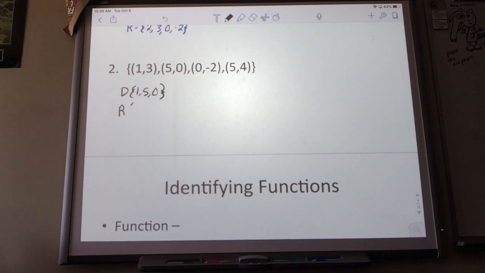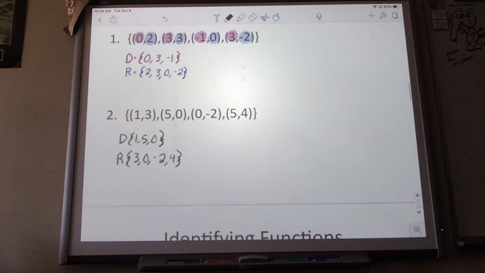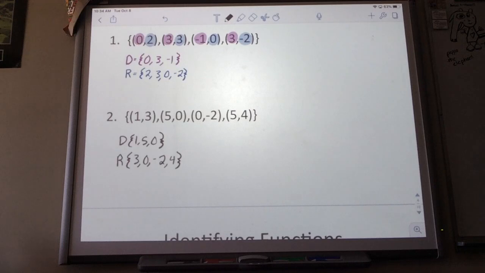Range on this, 3, 0, -2, and 4. We didn't repeat, so we wrote everything. Okay, so that's domain and range. Very simple if you know which one ties to which letter. So D goes with X, range goes with Y. If you mix those up, you turn an easy problem into an impossible problem.